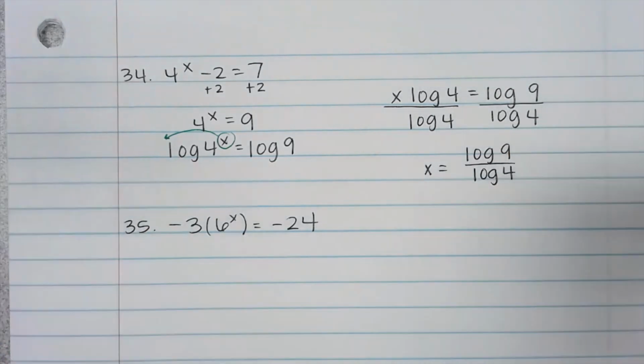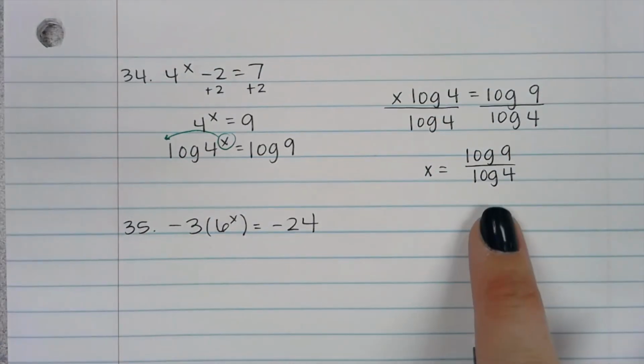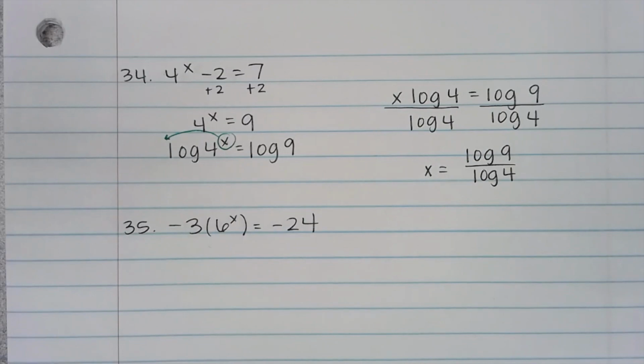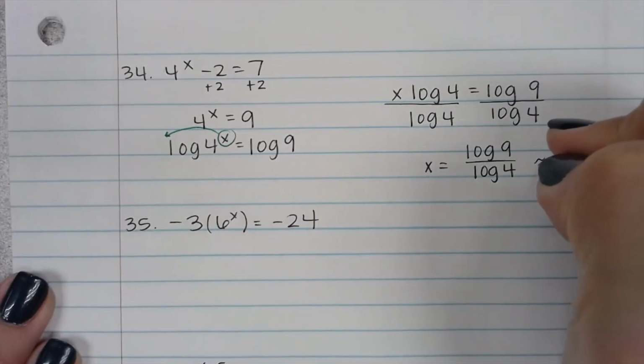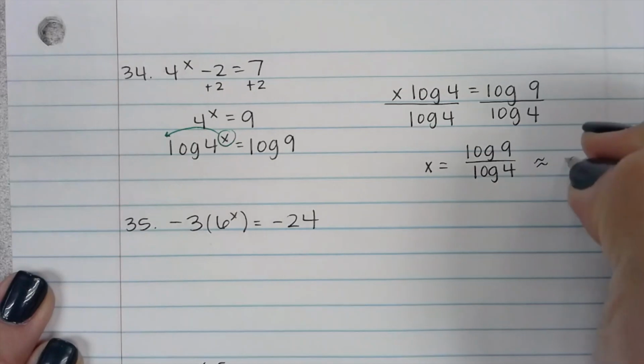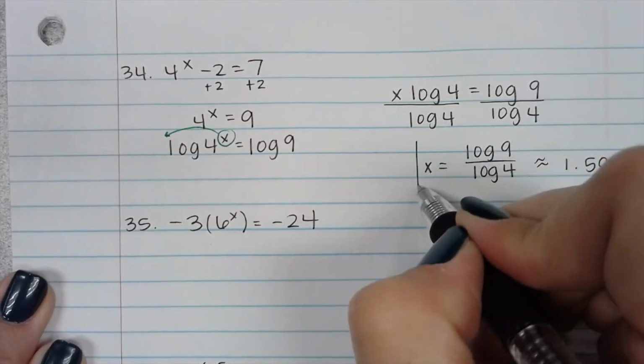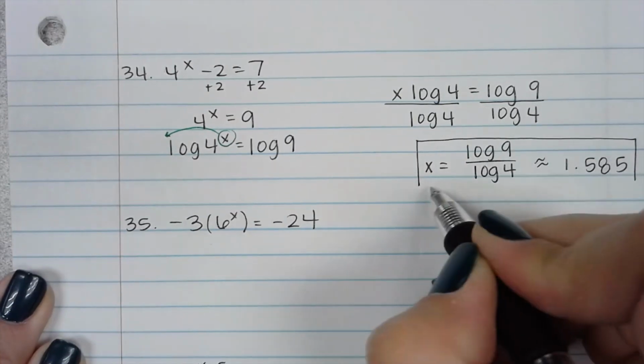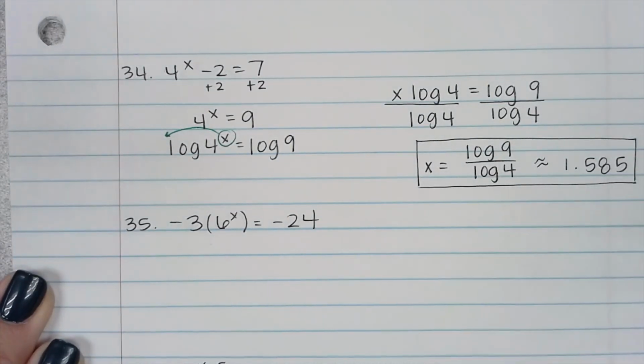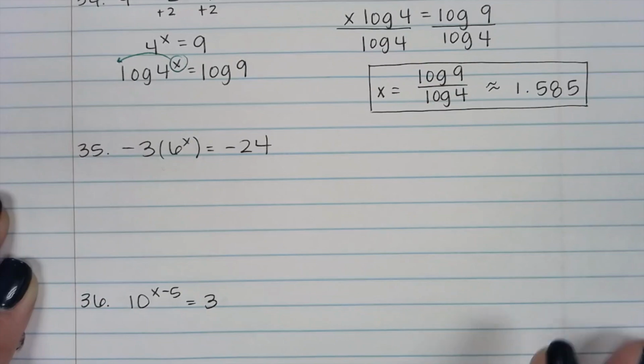The directions for this question state that they want you to give the exact solution. So this would be the exact solution, the answer to that question. But then it also indicates that it wants you to type it into your calculator to give the answer rounded to 3 decimal places. And so for question number 34, rounded to 3 decimal places, it's going to be 1.585. So you want to give all of your answers both ways like that one.